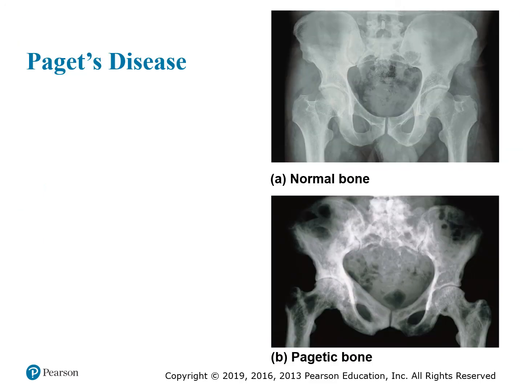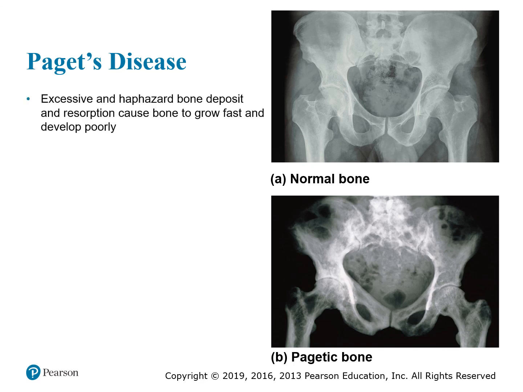In Paget's disease, I want you to take a look at the X-ray on the top and the X-ray on the bottom. And what you'll see is pretty consistent bone density at the top, and at the bottom, you're actually going to see some portions of higher bone density, but a lot of portions of lower bone density. And so you're going to see excessive bone deposit on the areas that are brighter in the lower X-ray photograph. So differential bone deposit and resorption can cause bone to grow fast.